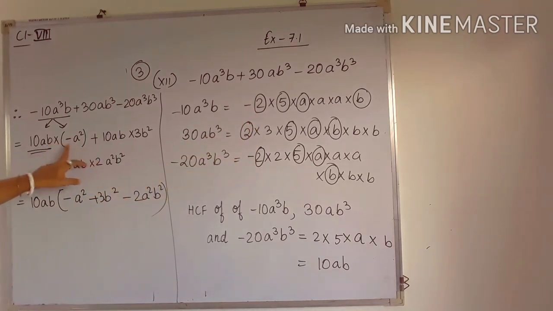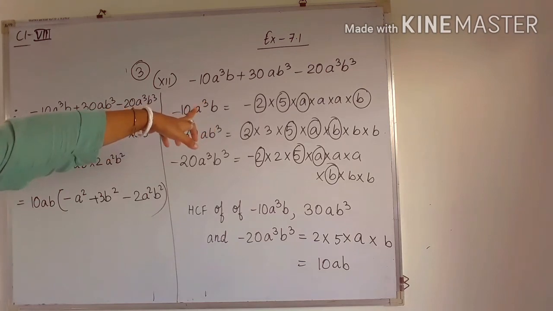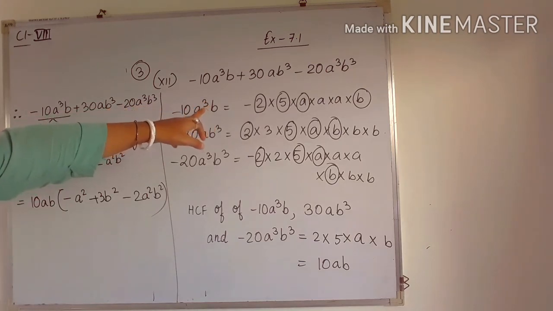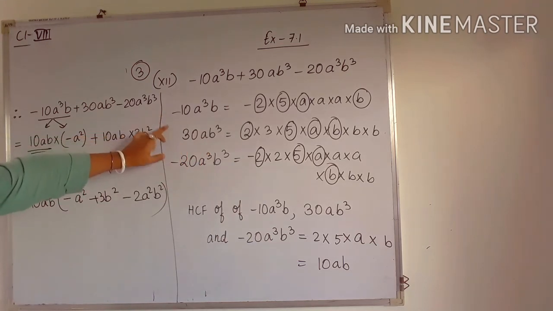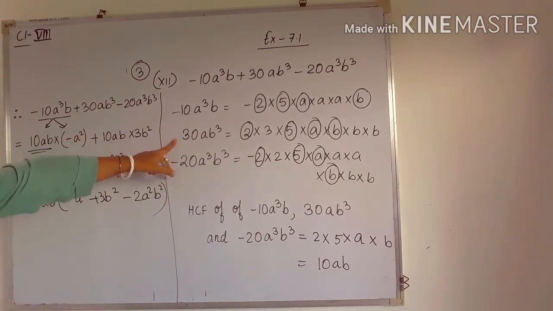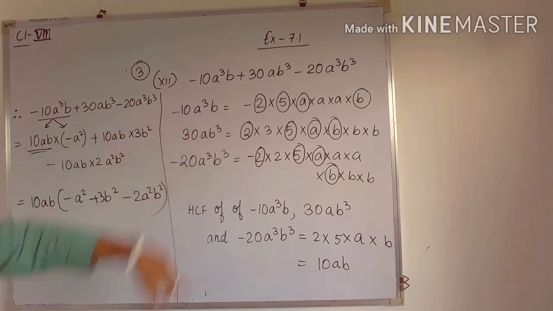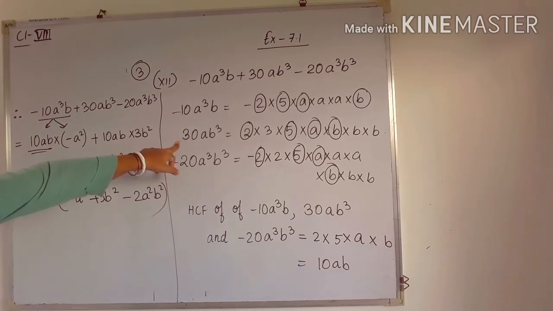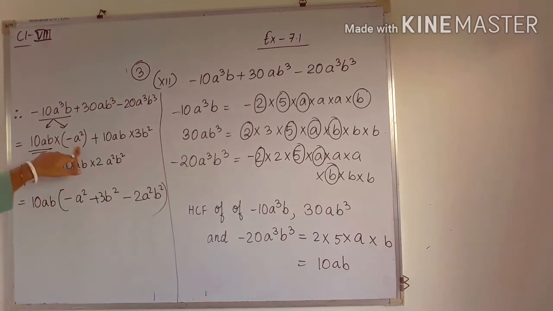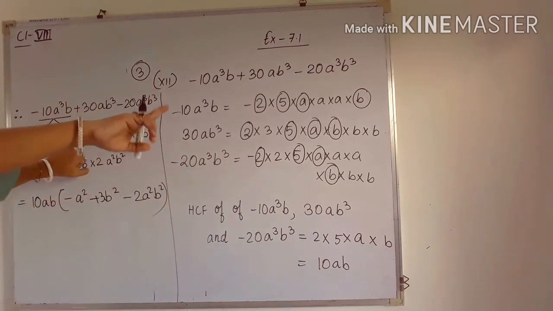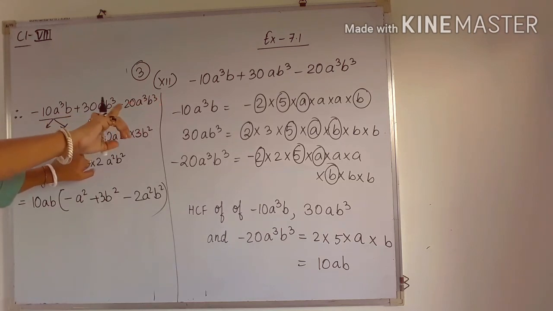And why am I writing minus? Because see, minus is also there before 2. Minus we cannot take as common because there are only 2 minuses. If there were a third minus, if there was a minus before 30, then we could take minus as common. But you can see there is no minus sign there, so we cannot take minus sign as common. Okay, so minus a square is remaining in the factorization of minus 10a cube b.